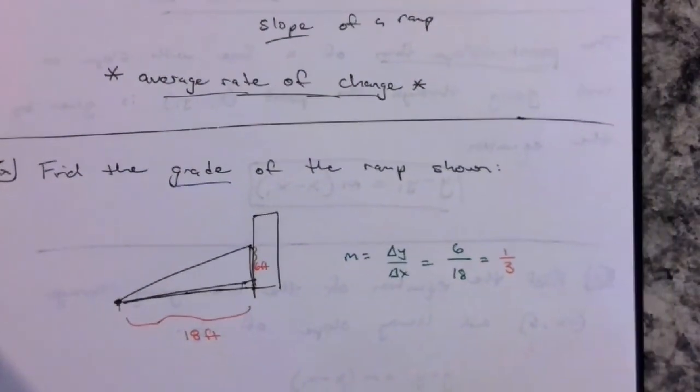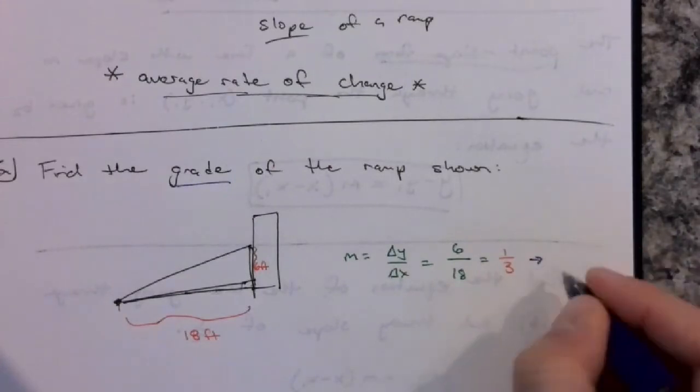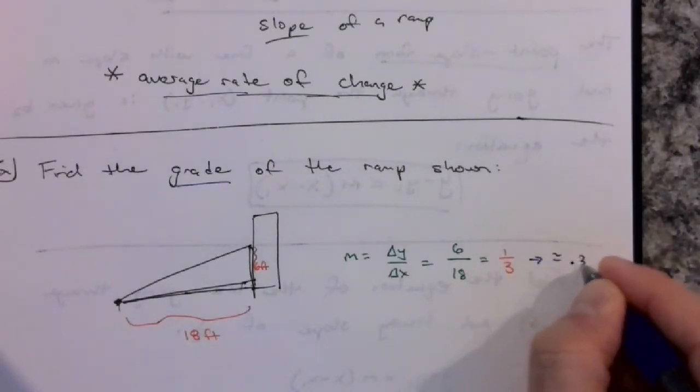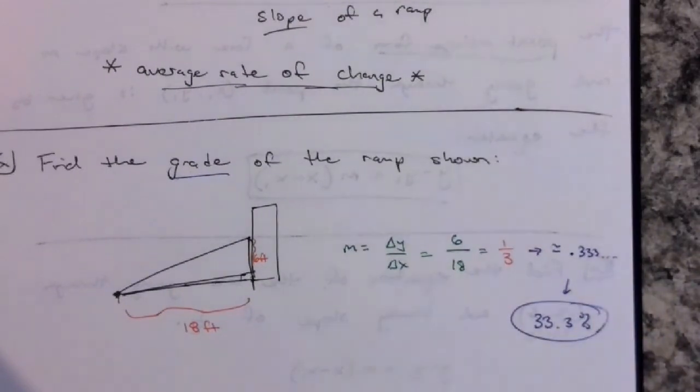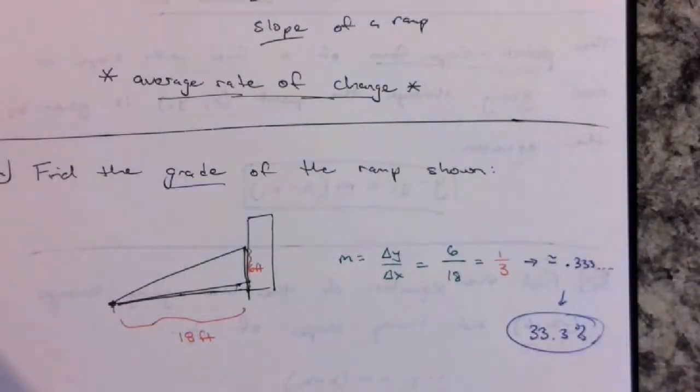And then, because I said earlier, you typically want to write this, because it says grade, as a percent. As a percentage, remember, 1/3 is really as a decimal approximately 0.333, right? It goes on forever, 3 repeating. So as a percentage, we'll just round it to 1 decimal place. So I'll say 33.3%. So that's how I would talk about the grade there.